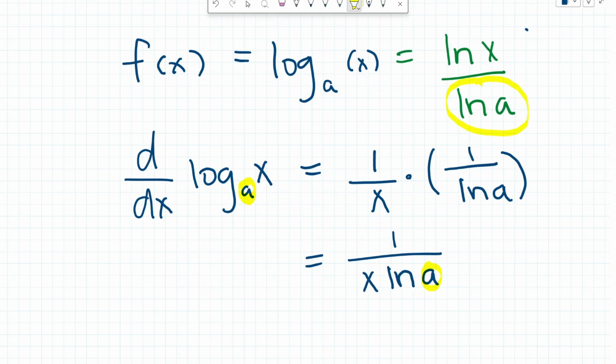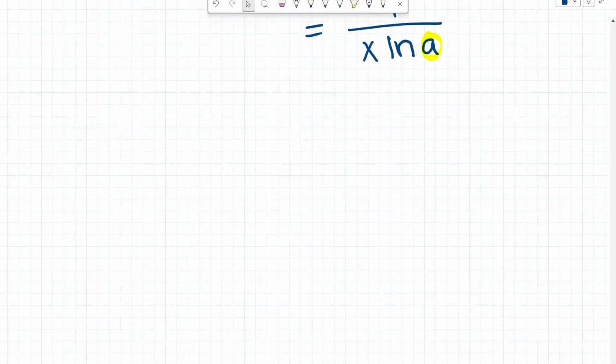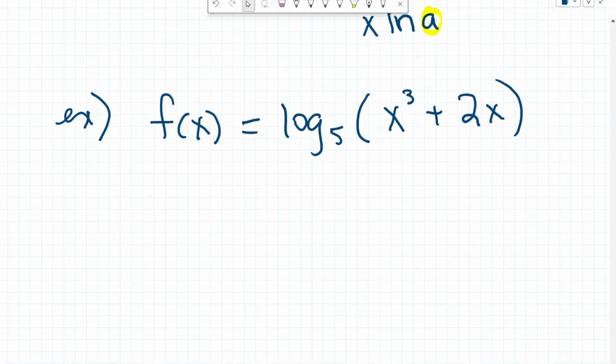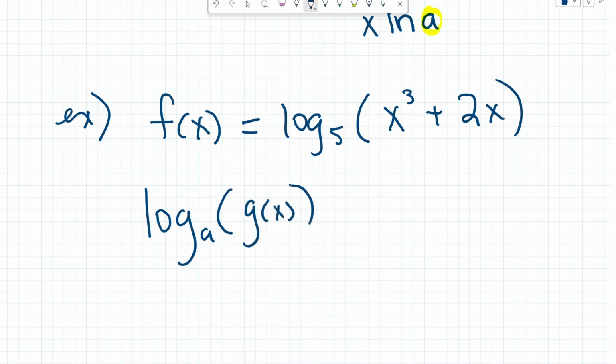So let's follow up with an example, and that will help clear things up even further. We're going to consider a function f of x equals log base 5 of x cubed plus 2x. Again, this is a case where we have some log base a, an arbitrary base, and then our argument is another function. That means we have an outside function, which is our log, and also an inside function, which is our g of x.